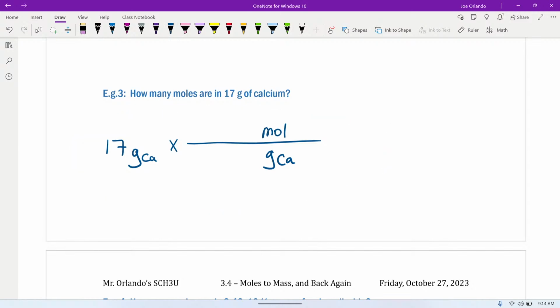And of course, what are we talking about? Calcium. That's the first thing we did, and it's not a lot of thinking. And then I always say grams is going to cancel with grams. I always cross it out to remind myself that I've done my job. I've stopped talking about grams. I've started talking about moles.